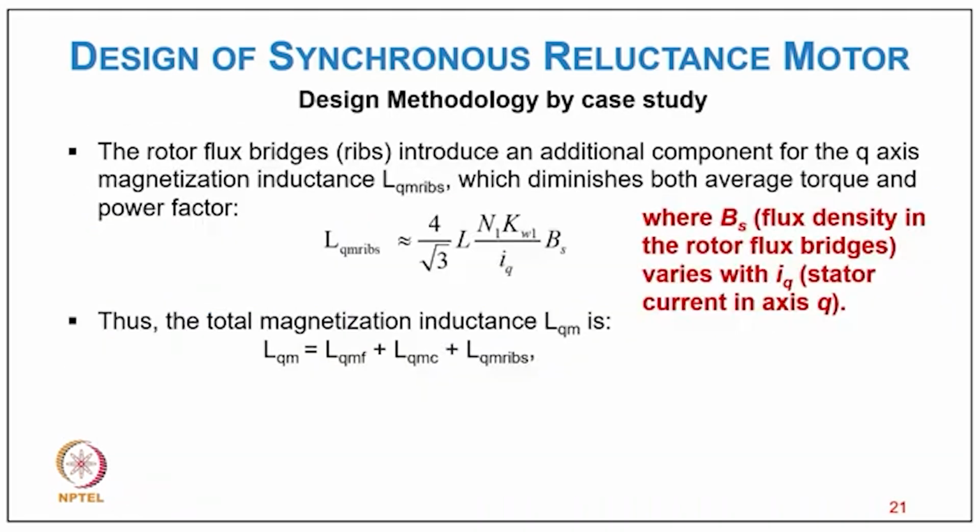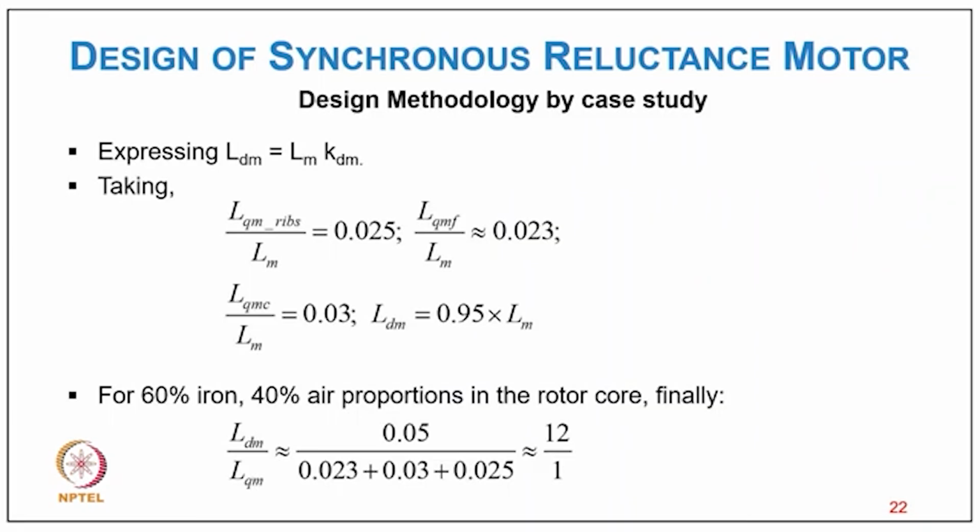0.04. So now the rotor flux bridges, that is ribs, introduce an additional component for the Q axis magnetization inductance, LQM ribs, which diminishes both the average torque and power factor. So LQM ribs equals 4 upon root 3 L N1 KW1 upon IQ into Bs, where Bs is the flux density in the rotor flux bridges, which varies with the IQ, the current in the quadrature axis. Thus the total magnetizing inductance LQM equals LQMF plus LQMC plus LQM ribs. So thus the expression of LDM equals Lm into KDM.